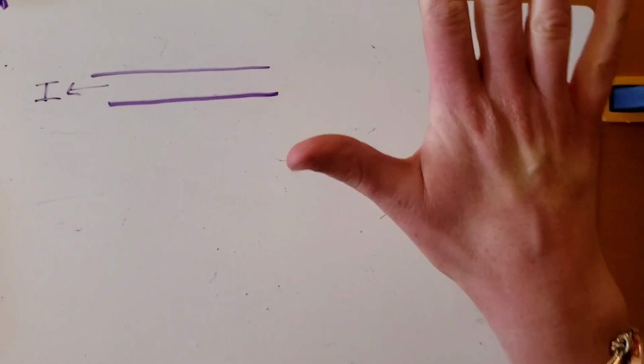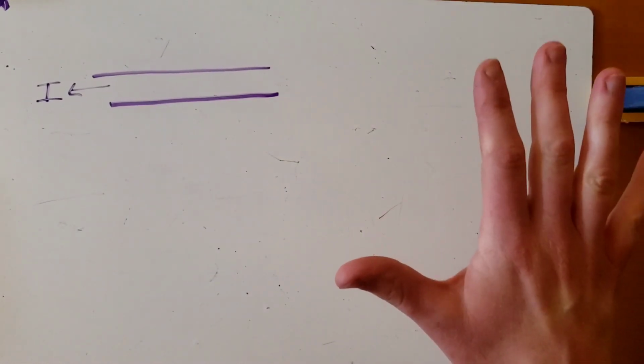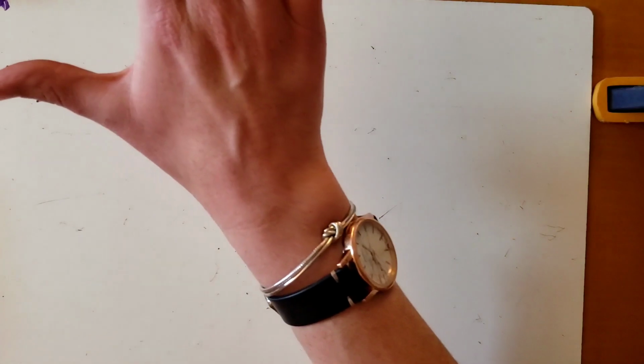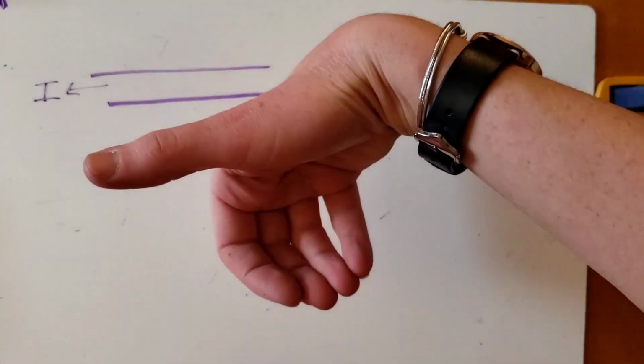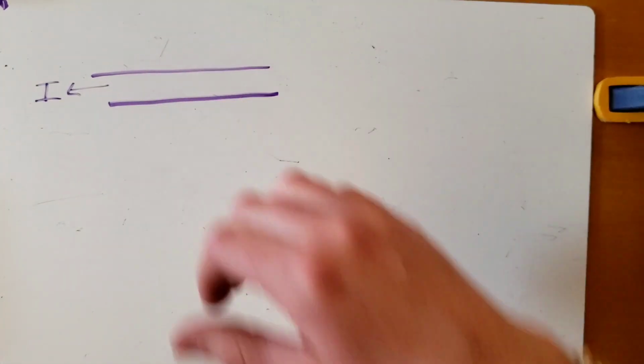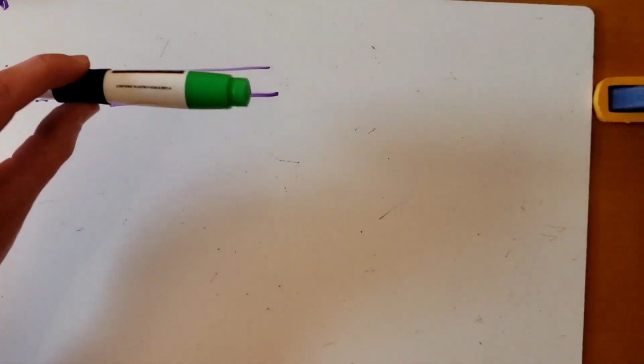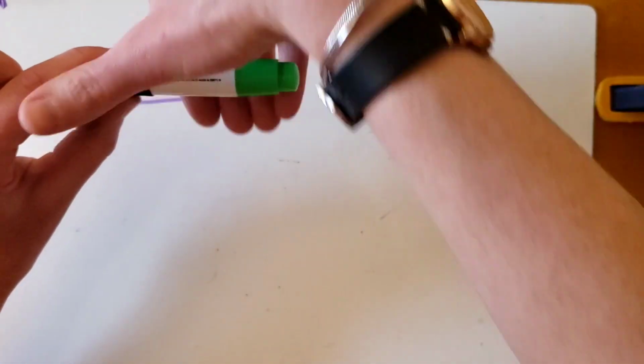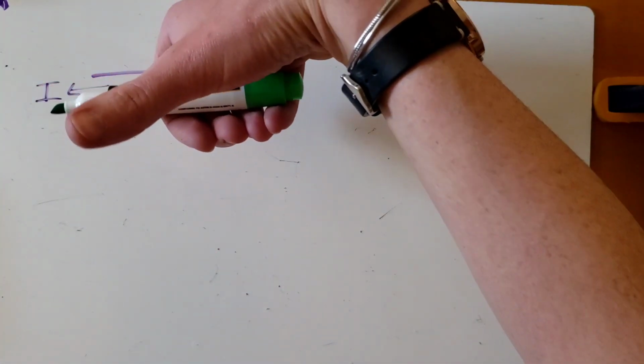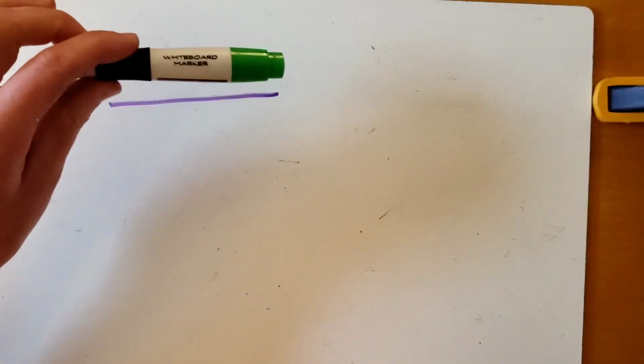So I take my right hand, always make sure you're using your right hand, not your left, and I'm going to put my thumb in the direction of the current. I'm going to wrap my fingers around that wire. Sometimes I even like to pretend that I have the wire here and physically wrap my fingers around that wire to help me visualize things.